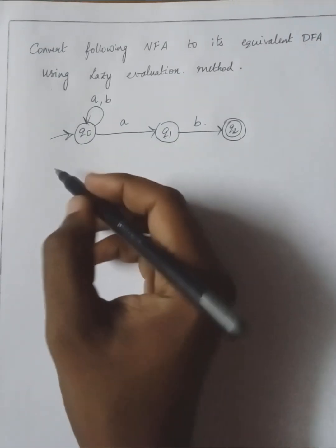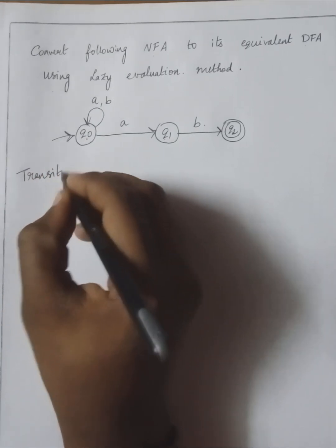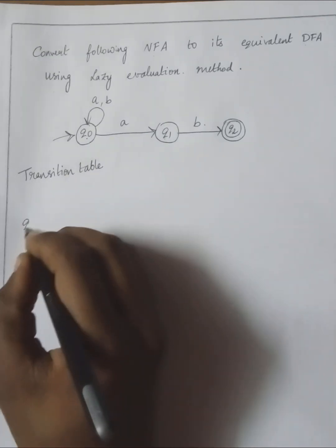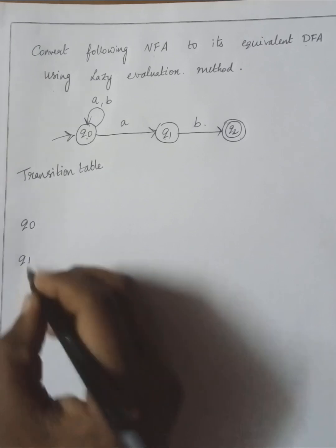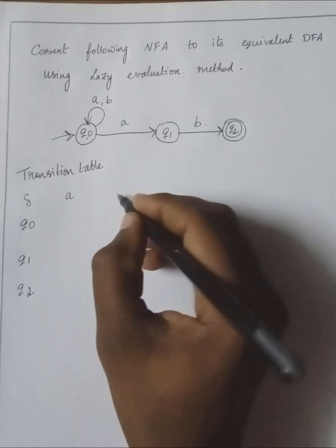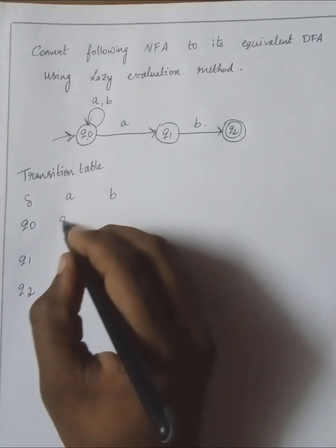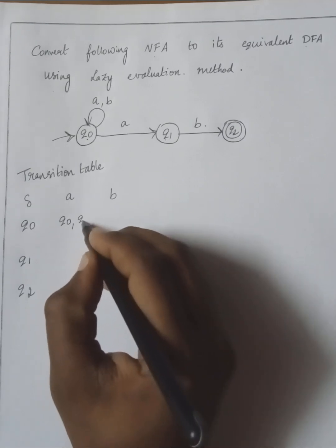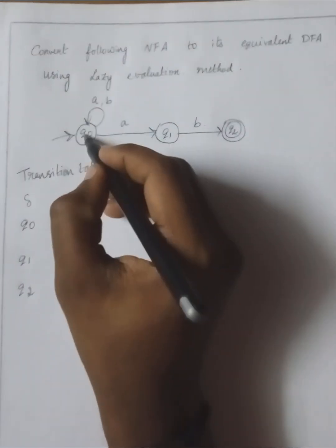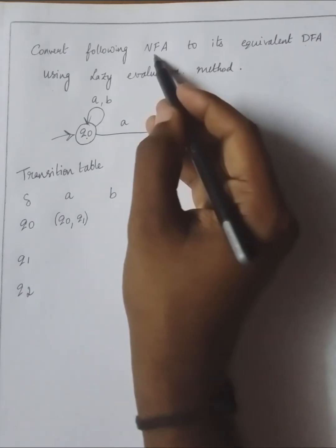Okay, for our convenience, we'll write a transition table first for the given NFA. So we have Q0 state, Q1 state, and Q2 state. We have a transition for two inputs, A and B. So Q0 on A goes to Q0, Q1. You can see in the diagram, Q0 on A goes to Q0 itself. Same way, Q0 on A goes to Q1 because it's an NFA.